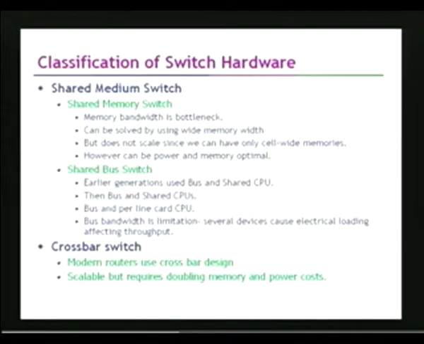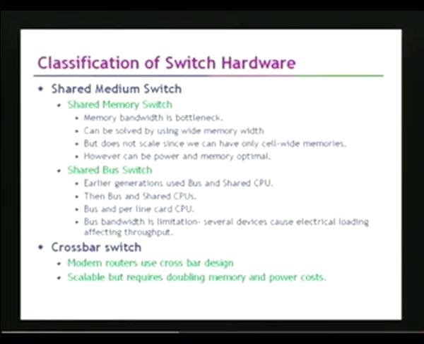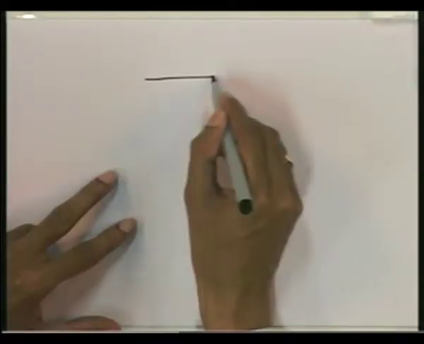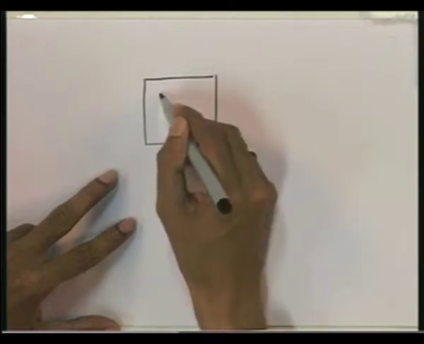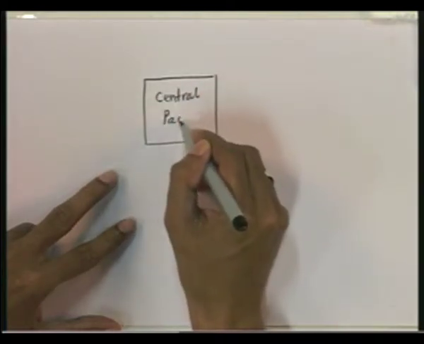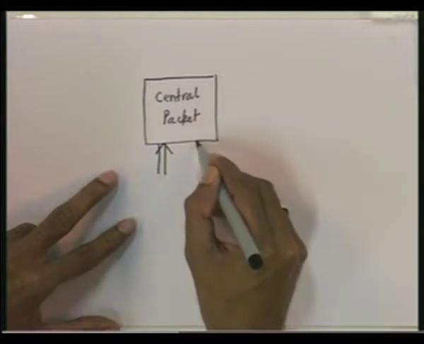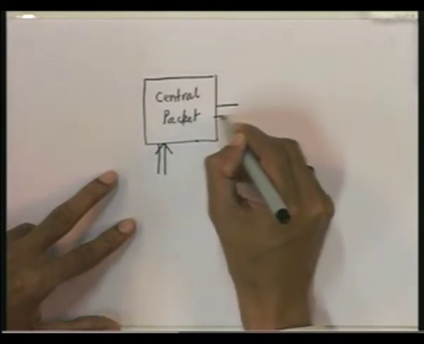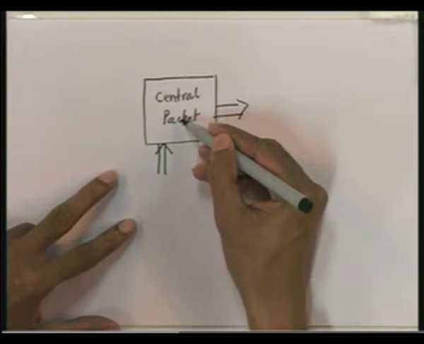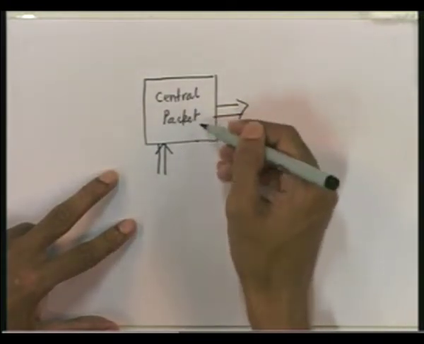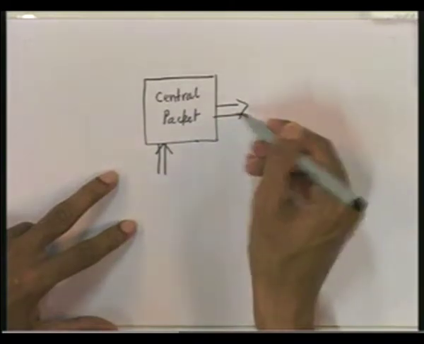Now we will classify the switch hardware based on several types. One of the most common switch hardware that was used in the past was the shared memory switch, and in the shared memory switch, really what is done is that you have a memory, you may have a central memory basically. So this is the central packet memory, and we have the input ports, and then we can have the output ports. So packets are written into the memory, and then once you determine on which output port the packet needs to be switched, the packets are read out of the memory.